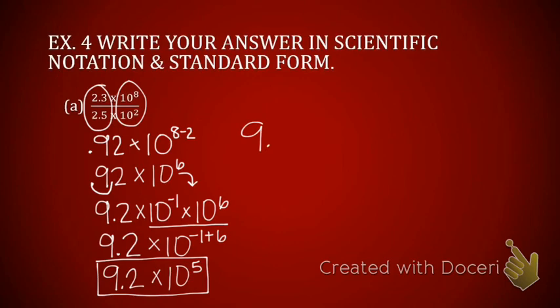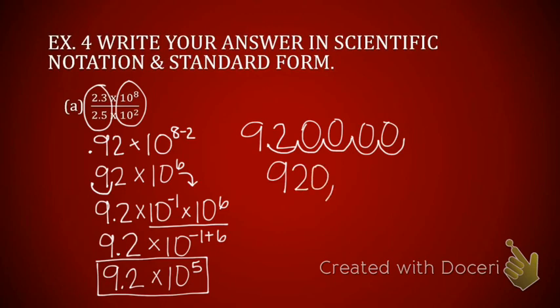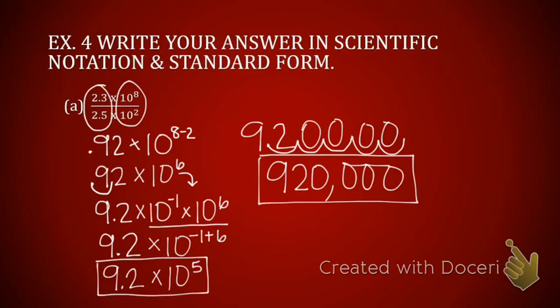We now have to put it also into standard form. All right, standard form says we take the 9.2 and we move the decimal 5 times, right? The exponent is 5. So watch, we move it once, twice, 3 times, 4 times, 5 times. What do we fill the egg crate with? Zeros. So standard form is 920,000. So we now have it in both scientific notation and standard form. That is lesson 6.1.